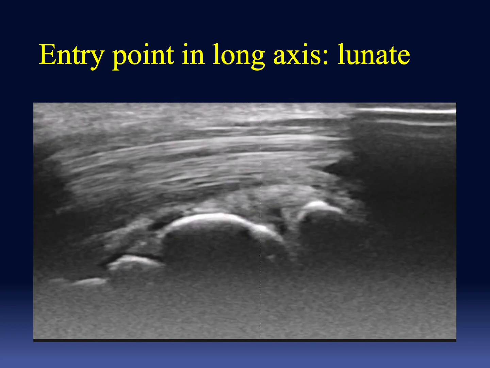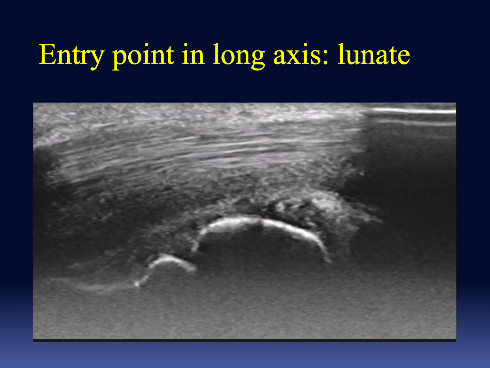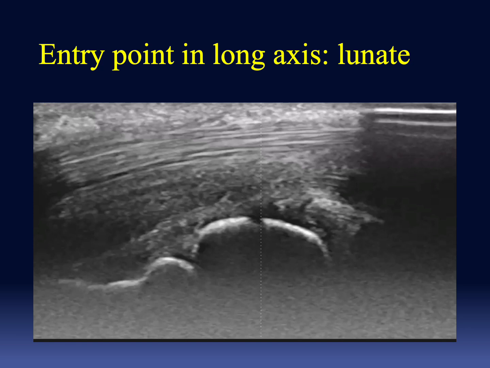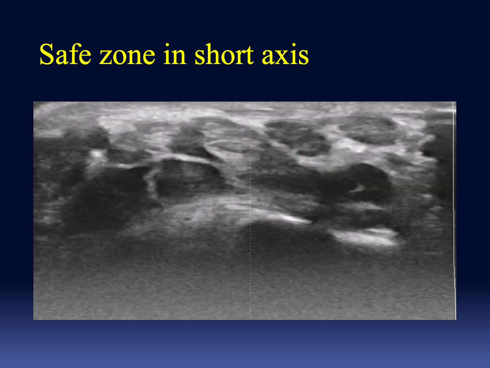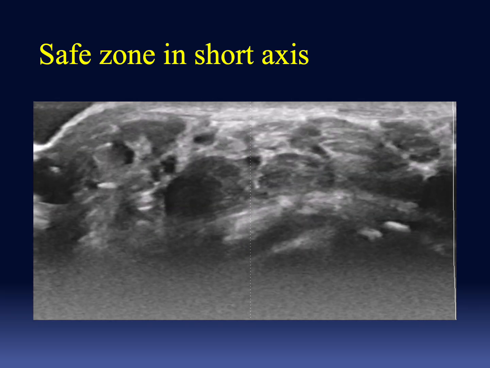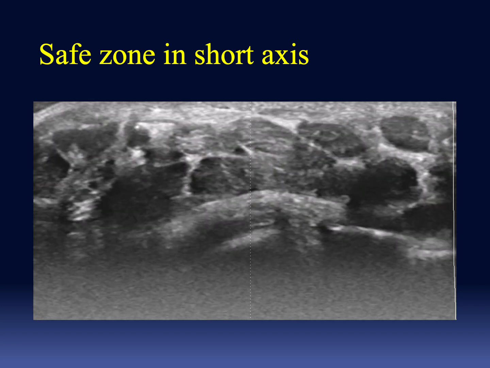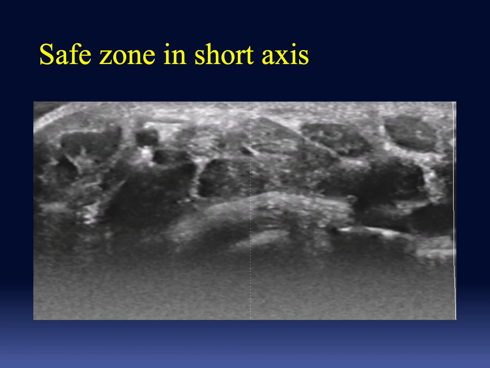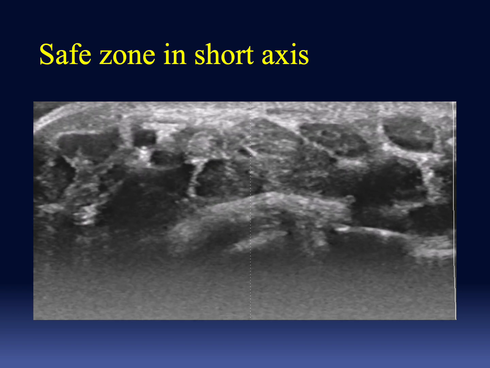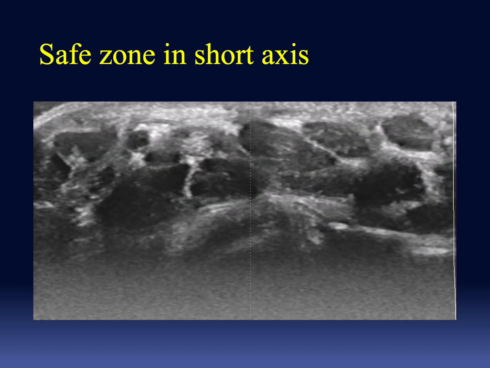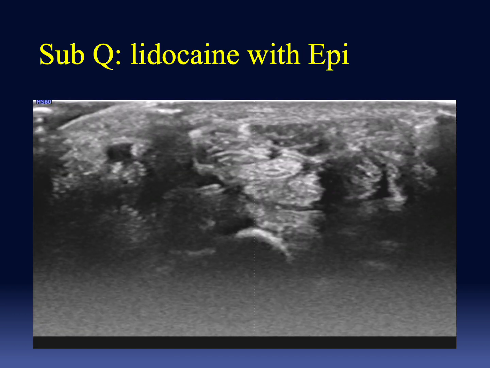Our entry point in the long axis of the arm is going to be over the lunate. And in the short axis, we want to be between the median nerve and the ulnar artery. You can see this is a very wide safe zone. So our entry is going to be between these two structures, but closer to the nerve so that we can travel into the hand parallel to the nerve.